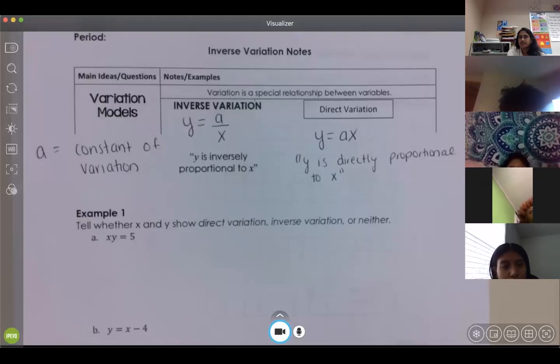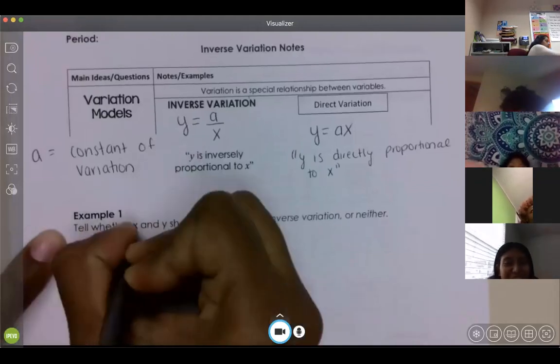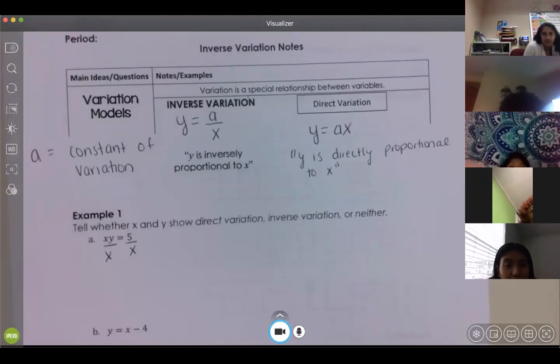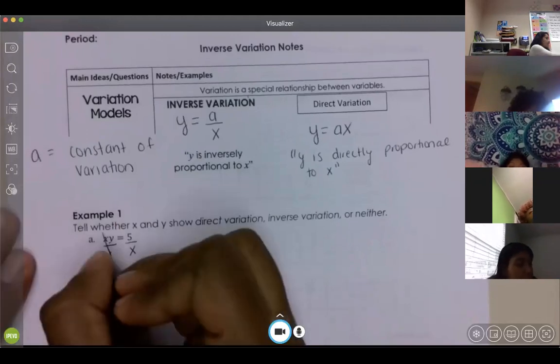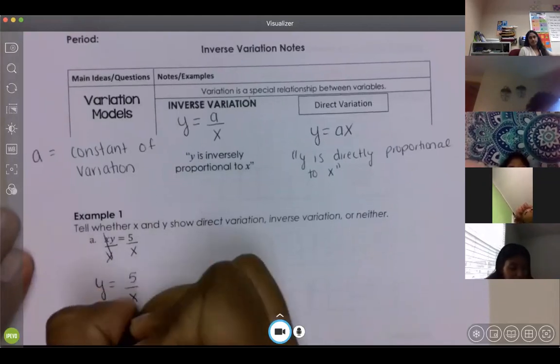You're gonna divide it, because it's x times y. So to get rid of it, you need to do the inverse, which is divide. So that will cancel out the x's on the left side. So you've got y is equal to 5 over x.